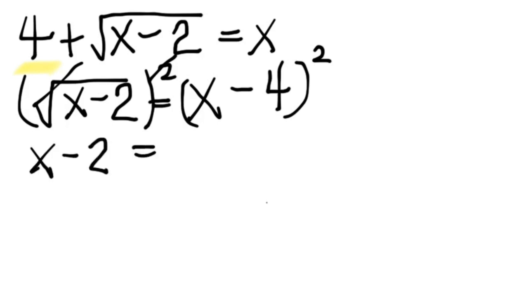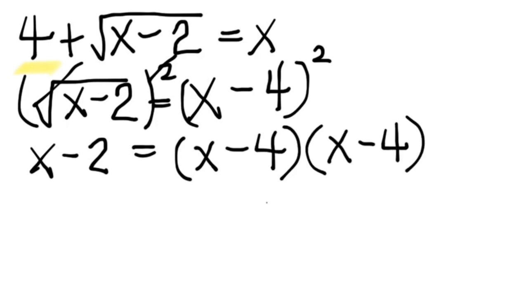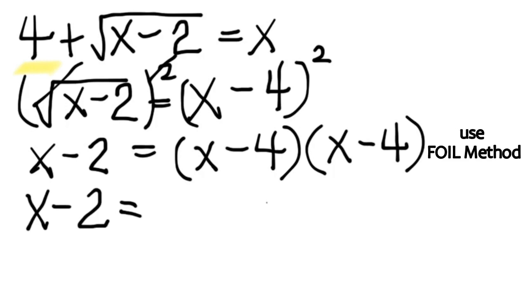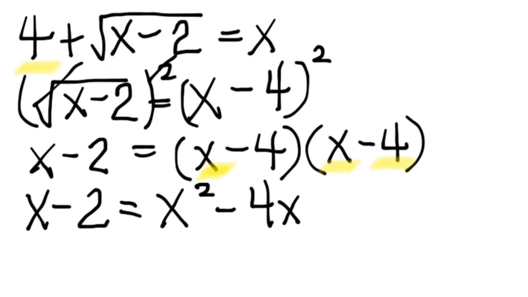And then from this, x minus 4 squared, meaning we need to multiply x minus 4 to itself. We're going to have x minus 4 multiplied by x minus 4. And then using FOIL method, we are going to multiply x times x, so that is x squared. And then x times negative 4, that would be negative 4x. And then negative 4 times x, so again, that would be negative 4x. And then negative 4 times negative 4, that would be positive 16.